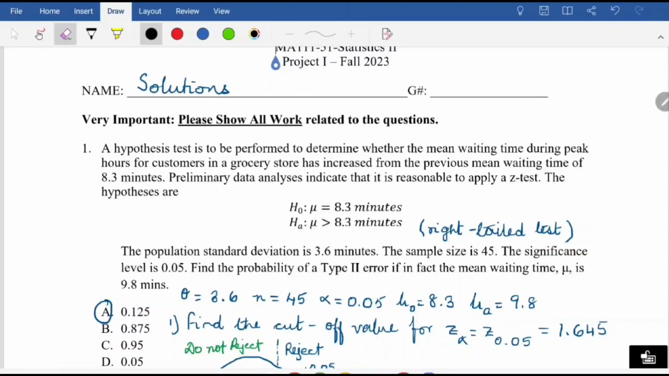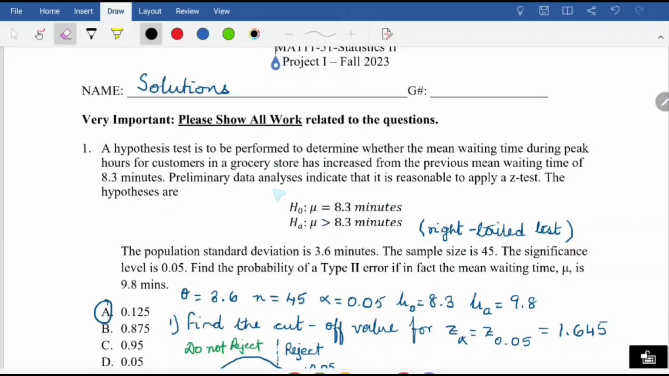Now, the first question says a hypothesis test is to be performed to determine whether the mean waiting time during peak hours for customers in a grocery store has increased from the previous mean waiting time of 8.3 minutes. Preliminary data analysis indicate that it is reasonable to apply a z-test, and then they've stated the hypothesis.